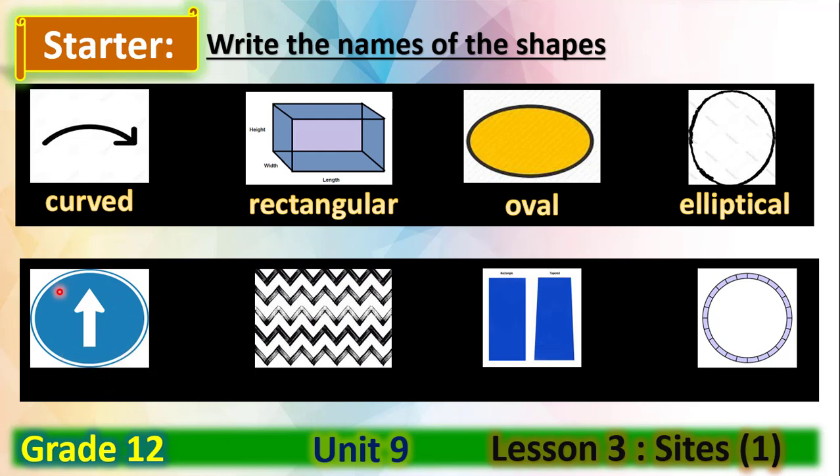What is this shape? What do we call this? Straight. Excellent. And what about this one? What do we call this shape? Great. Zigzag. What about this? Tapered. Excellent. And this one, the last one, is circular. Great, my dear students.